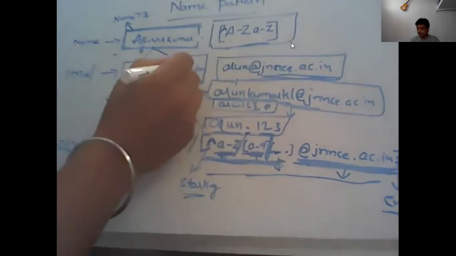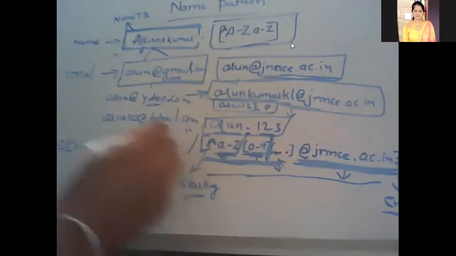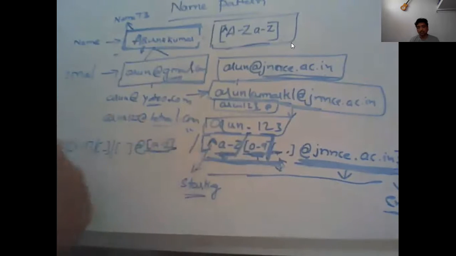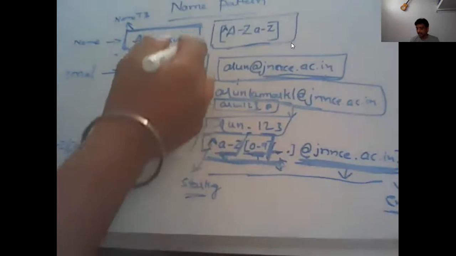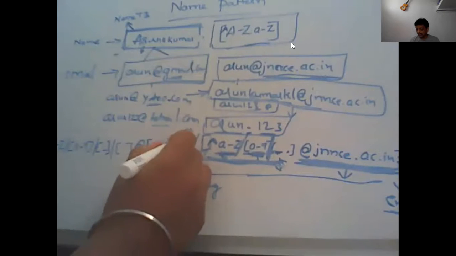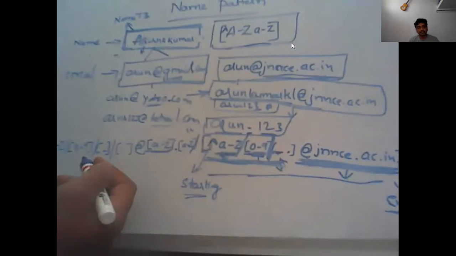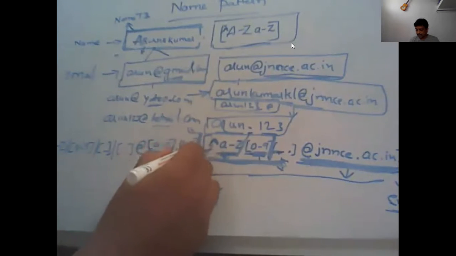Next, what should come? Dot. A dot should come. It should come with a dot. So in the pattern, what should I write? I should write a dot. Then after the dot, I can have again the characters A to Z. .com, .in, anything can come, right? So if it comes like that, this is my pattern.